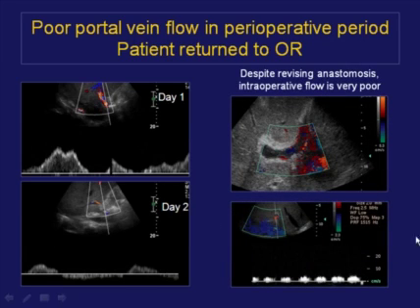However, after revising the anastomosis, the surgeons felt that the flow was still quite poor and asked us to scan in the operating room, where indeed it was very difficult to pick up any flow. The flow remained quite low level, and the anastomosis had been completely redone, and there was no obvious cause for this problem at the level of the porta hepatis.